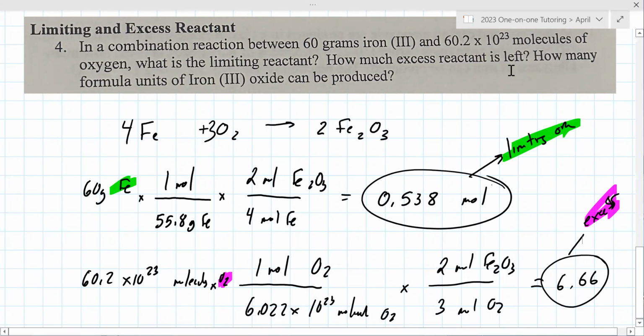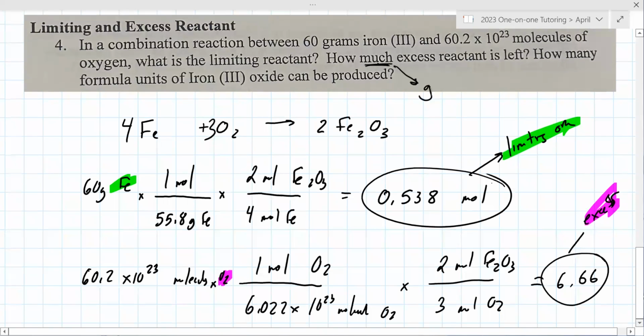So now, how much excess reactant is left? Okay, so we figured out which one's limiting, how much excess reactant is left. There's probably a faster way to do this, but what you do is figure out, when it says how much, I assume that's in grams. What do you think? Does that mean grams? I think so. Okay, so we figure out how many grams we actually needed from this number.